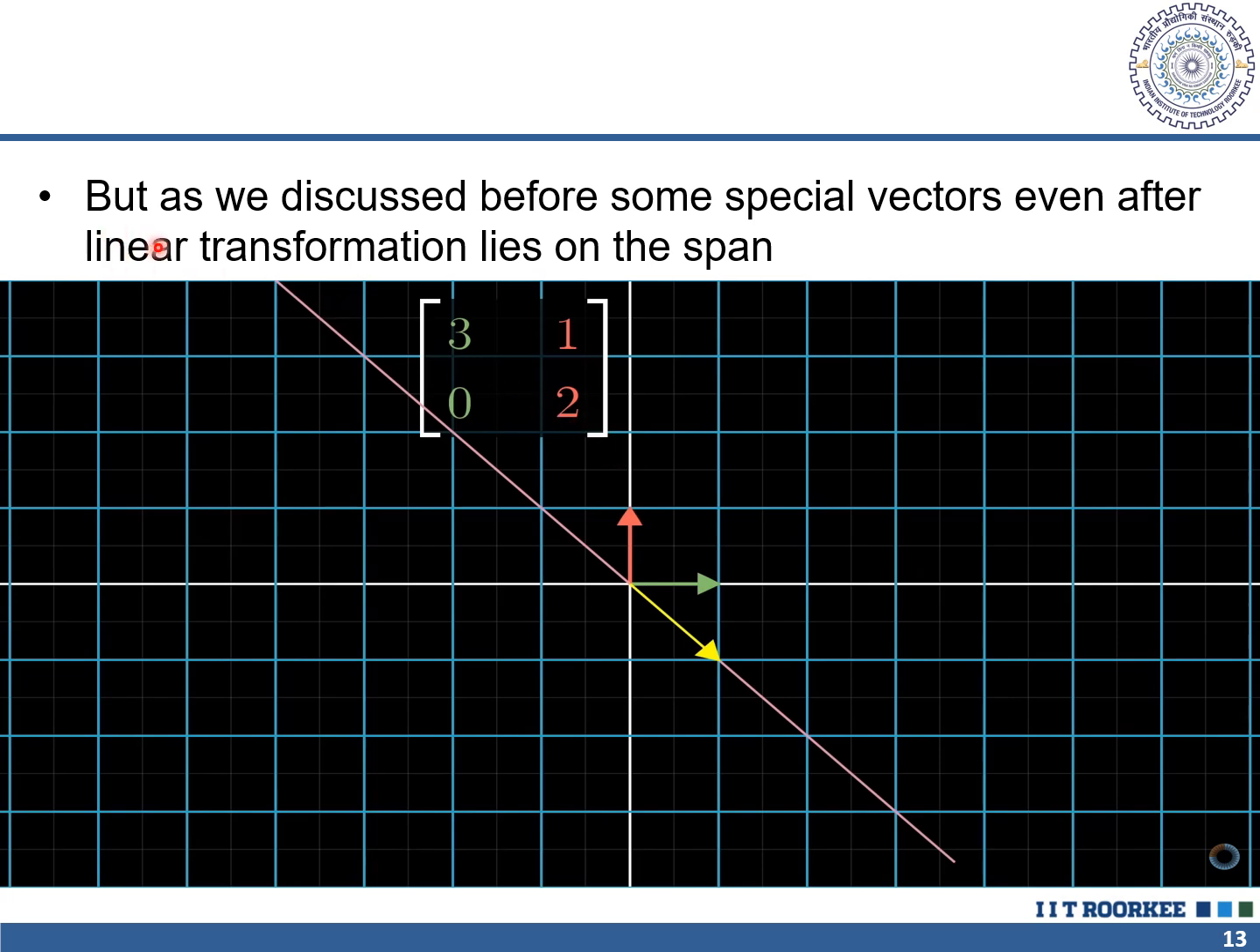So what is it? As we discussed before, some special vectors lie on the span even after linear transformation. So there may be some special vectors which do not change their direction even after applying the linear transformation. This is the linear transformation, and this is the vector we are considering now. This is the graph before the linear transformation, and now let's see the graph after it. Will it change its direction or not?